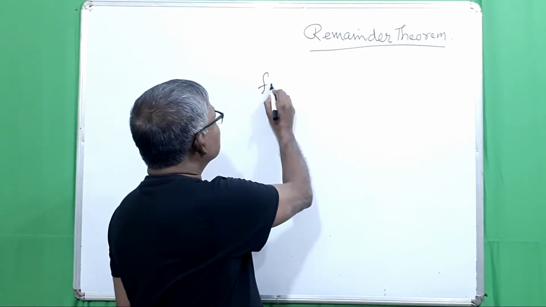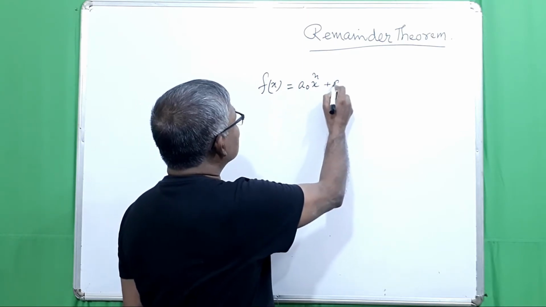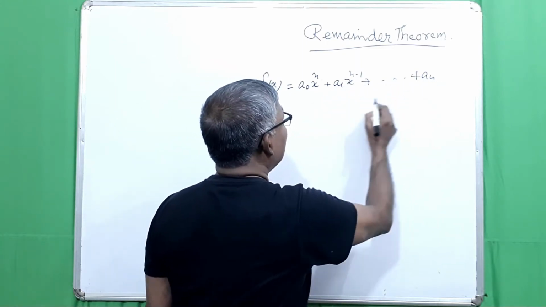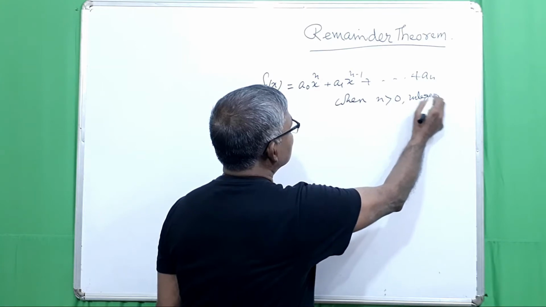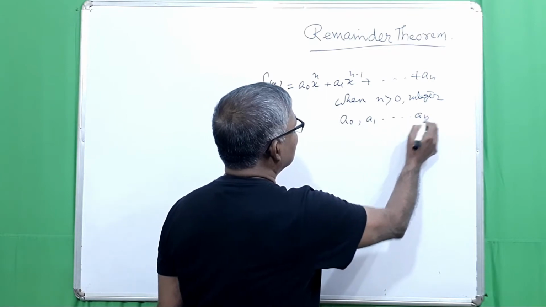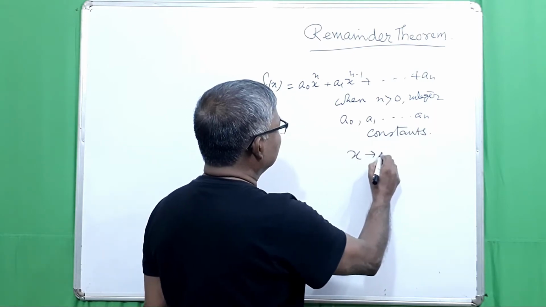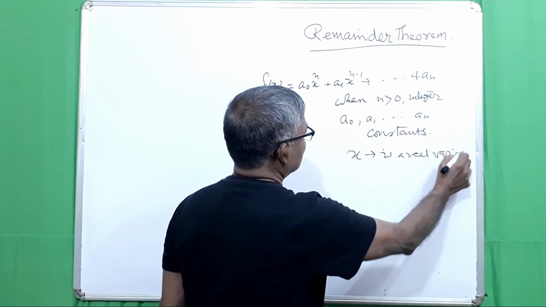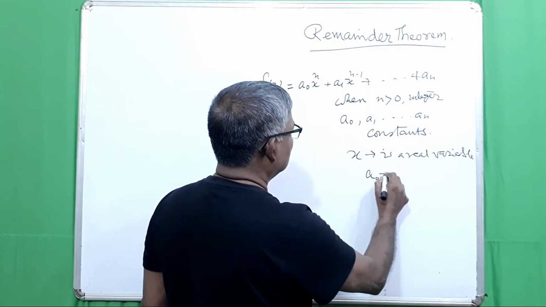Suppose f(x) equal to a0 x to the power n plus a1 x to the power n minus 1 plus ... plus an, where n is a non-negative integer and a0, a1, ..., an all are constants. x is a real variable and also a0 not equal to 0.